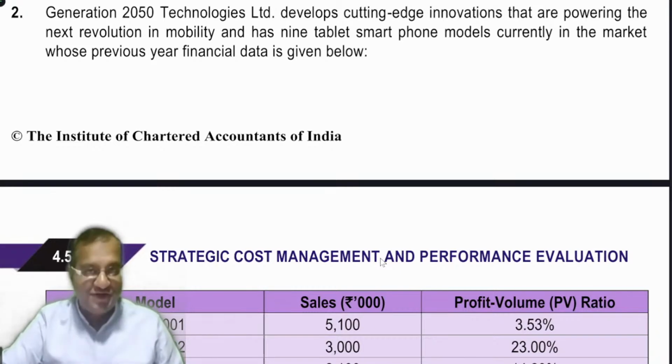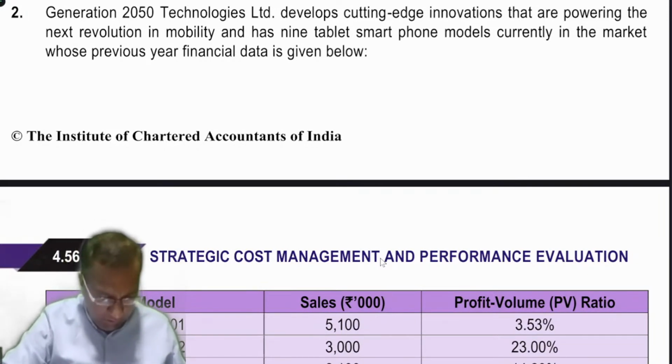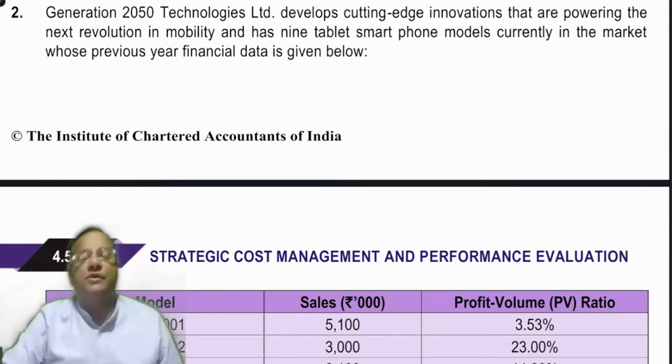So this is the last session on chapter number 4, cost management technique. Basically in the last session, we have started two topics. The first one is learning curve theory. We have completed that topic along with the structural part.